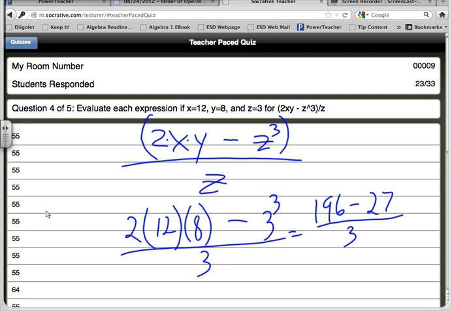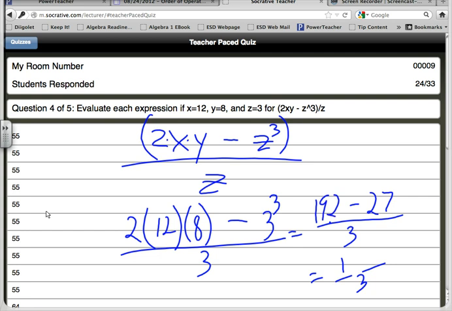What is that 196 minus 27? What's 196 minus 27? 169? Is that correct? Now, what's going on? Oh, come on, guys. What is it? It's 192, not 196. Okay, so as you hear, it's 192.